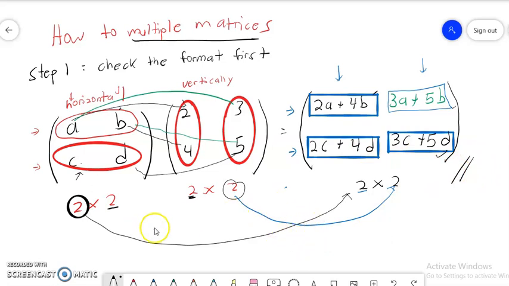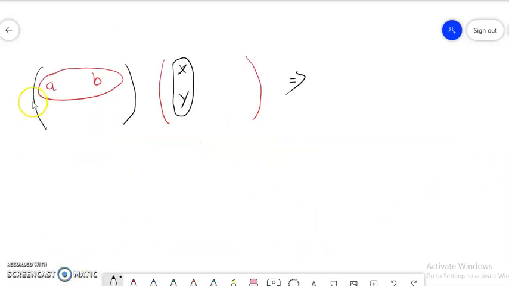Okay, let me simplify it for you. This is a summary of what we learned previously. If you look at the first matrix, it should be horizontal. Second should be vertical. So how we multiply is, you take this A, multiply with this X, so you get AX. Then we take this B and multiply with the Y, so we get BY. This is the summary of this multiplication.